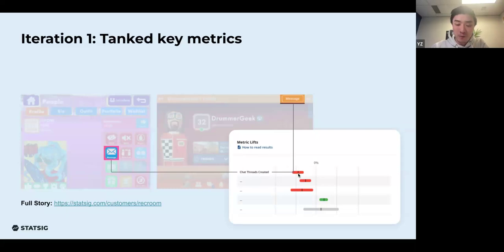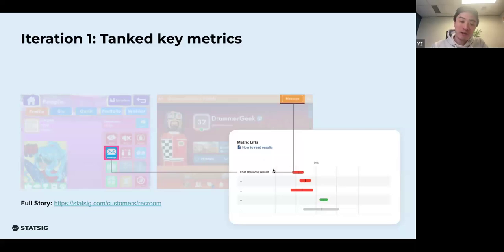So the black bar is the mean, and the red bar is the confidence interval, and the confidence interval is well below 0%. It is a statistically significant decrease. So the new design caused a decrease in one of their key metrics.